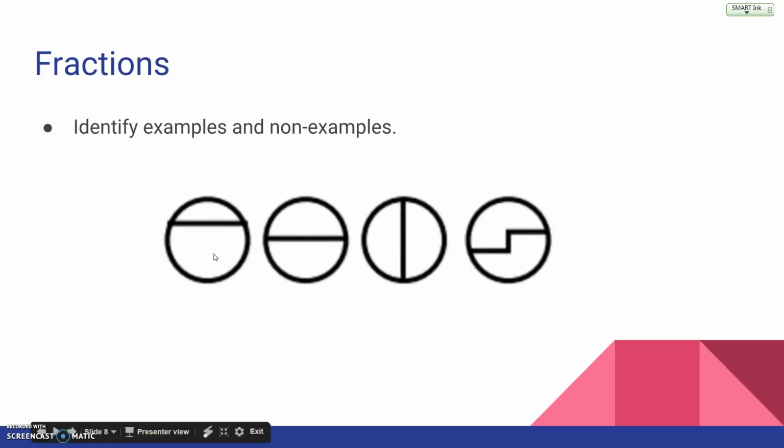As they're working through this, they need to see some examples and some non-examples. This is divided into 2 pieces, 2 parts, but this is not 1/2 and this is not 1/2 because they're not 2 equal pieces. And then they have to look at these others and talk about why or why not is this divided into half.